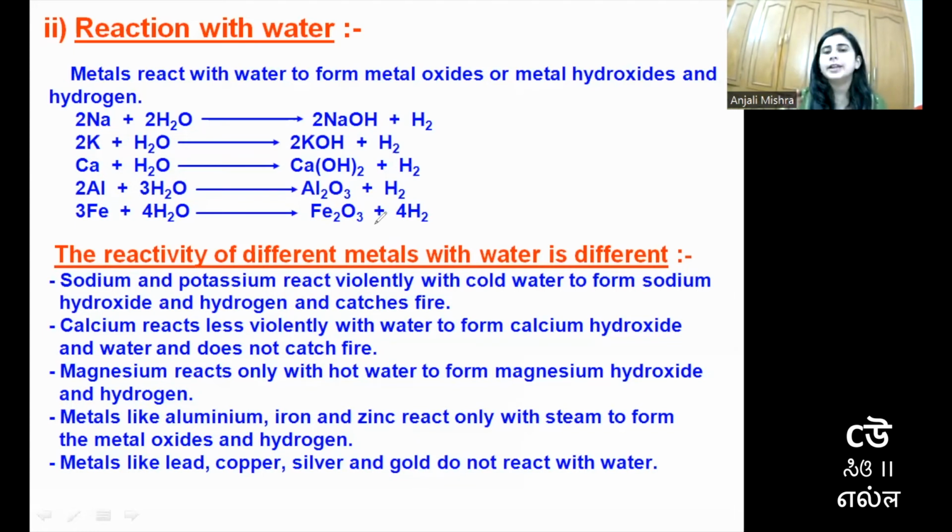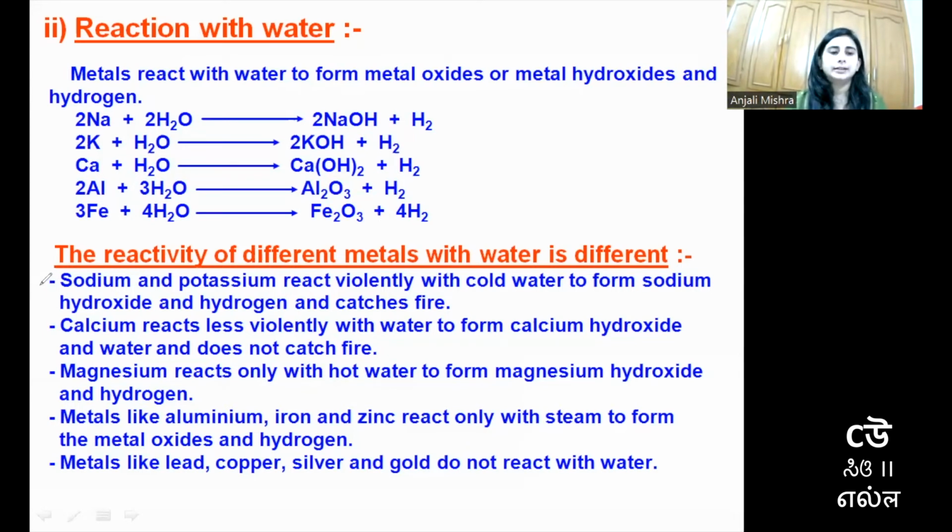Potassium on reacting with water forms potassium hydroxide and hydrogen gas. Calcium combines with water to form calcium hydroxide and hydrogen gas. Aluminium combines with water to form aluminium oxide and hydrogen gas. Iron combines with water to form iron oxide and hydrogen gas. So again, the heading is: the reactivity of different metals with water is different.